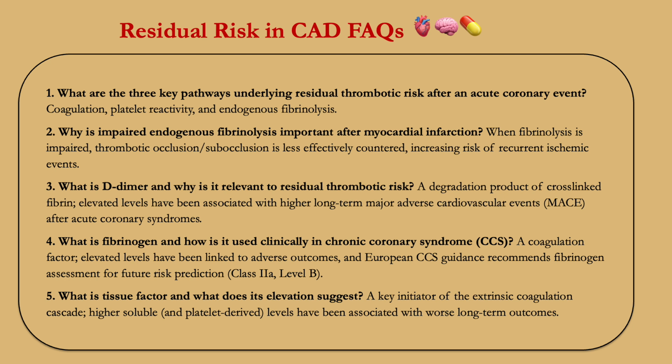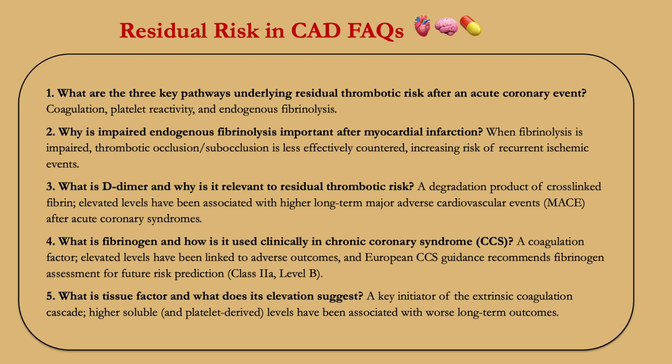What is D-dimer and why is it relevant to residual thrombotic risk? It's a degradation product of cross-linked fibrin. Elevated levels have been associated with higher long-term adverse cardiovascular events after acute coronary syndrome. What is fibrinogen and how is it clinically used in chronic coronary syndromes? It's a coagulation factor. Elevated levels of fibrinogen have been linked to adverse outcomes. And the European guidance recommends fibrinogen assessment for future risk prediction, a class 2A level B recommendation.